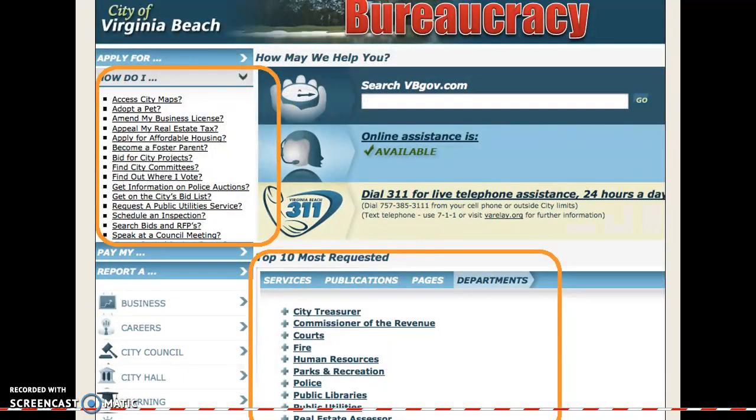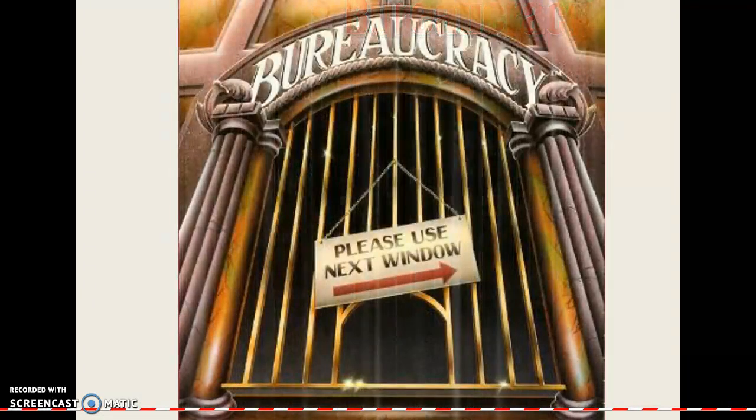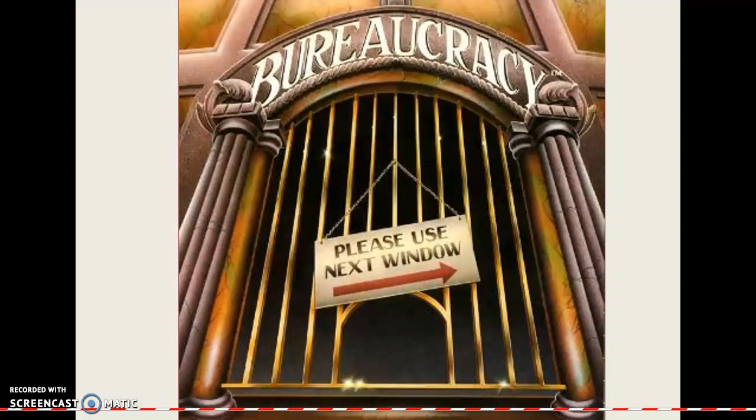Okay, and here's a list of some of our bureaucracy. Treasurer, Commissioner of Revenue, Courts, Fire, Human Resources, Police, Public Libraries, Public Utilities. And these can, again, help the government run smoothly, or as smoothly as possible. A lot of people don't like bureaucracy because it does have a tendency to slow things down, especially if you can't find the right person that can help you, or they keep sending you to the wrong person that can't help you.